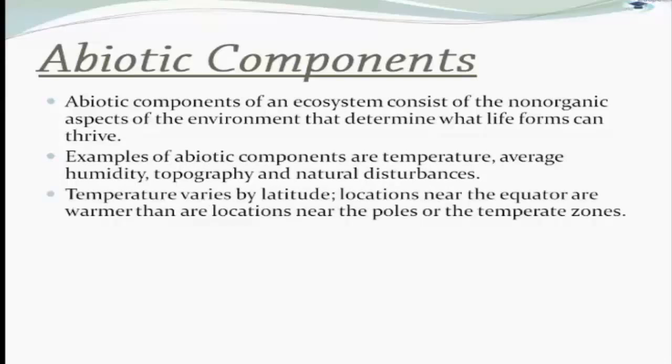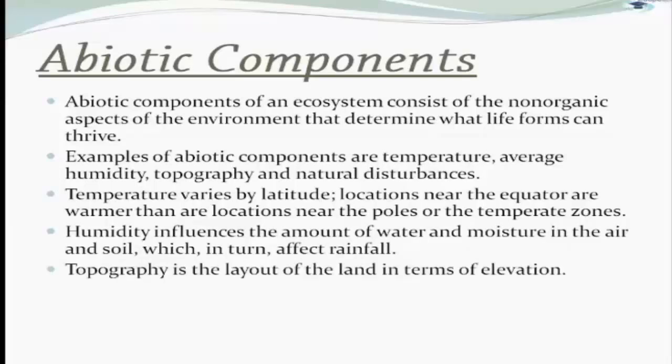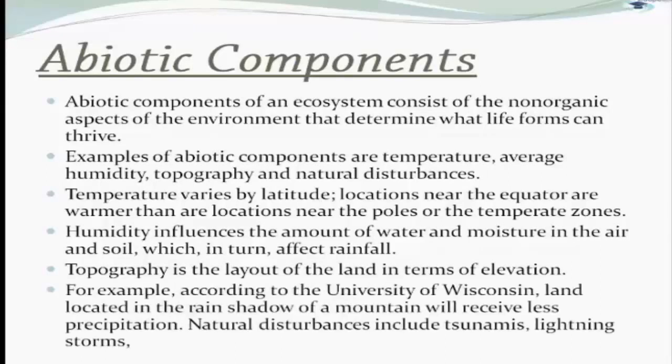Temperature varies by latitude. Locations near the equator are warmer than locations near the poles or the temperate zones. Humidity influences the amount of water and moisture in the air and soil, which in turn affects rainfall. Topography is the layout of the land in terms of elevation. For example, according to the University of Wisconsin, land located in the rain shadow of a mountain will receive less precipitation. Natural disturbances include tsunamis, lightning, and storms.